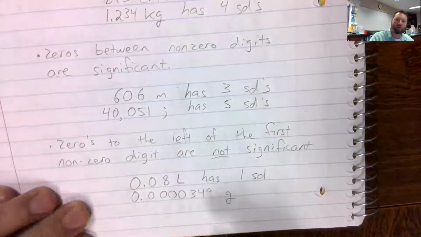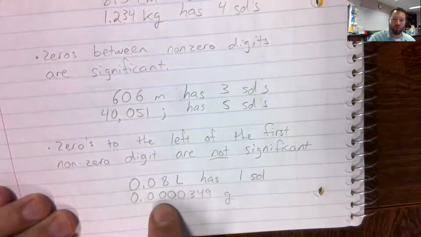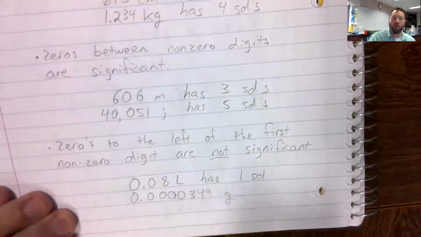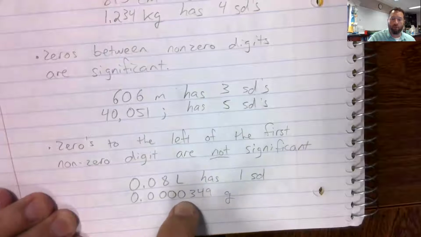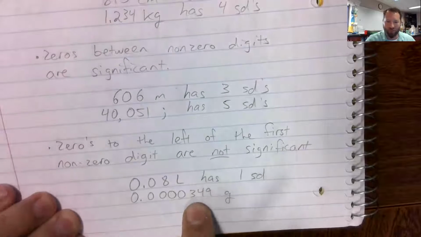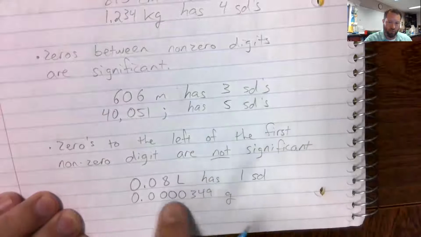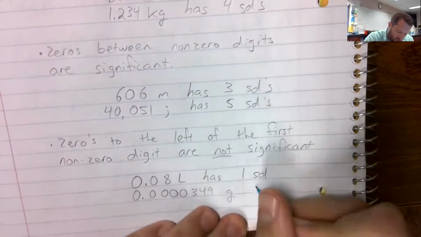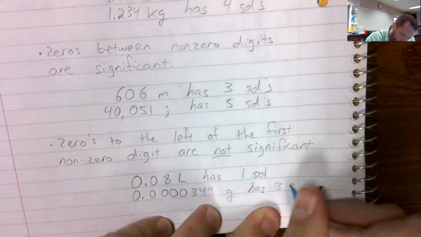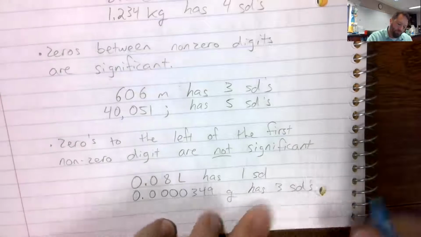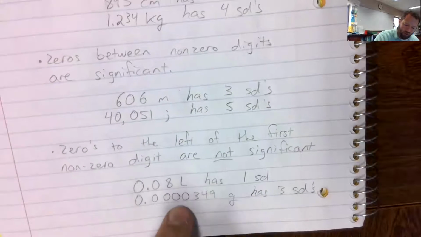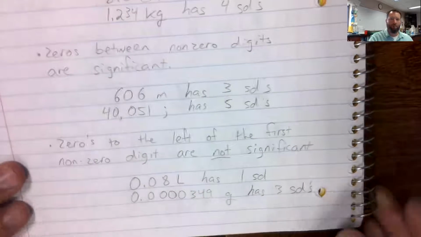It's a very small mass right here. We have 0.0000349. Well, our first actual number there is 3. The zeros to the left of that, the leading zeros, they don't count. So we only have 3 significant digits here. So none of these zeros count, only the 3, the 4, and the 9.